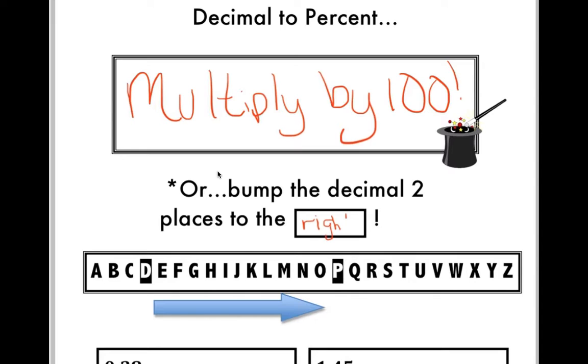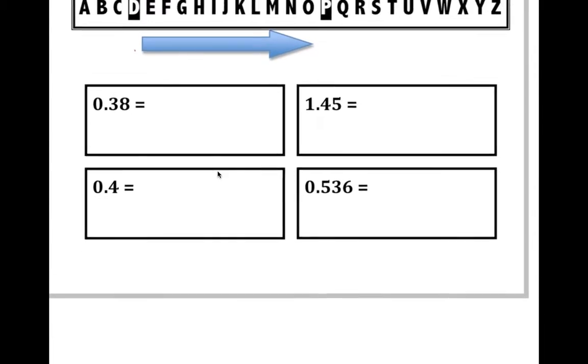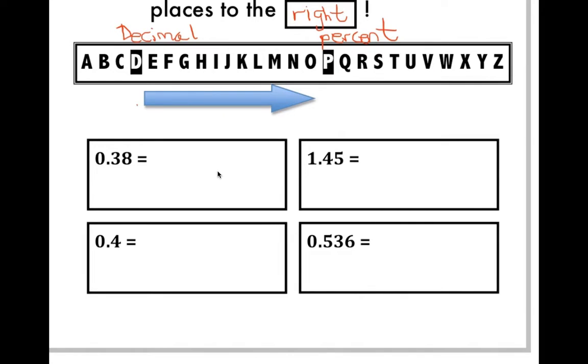Now look at my alphabet line down here. You can see that we start at the letter D and we're going to P. D for decimal, I'm going to write that in up here, and P for percent. So we are going to the right on the alphabet line. That will help you to remember that when you go from a decimal to a percent, you bump the decimal 2 places to the right. Which really, what's happening when you do that is you are multiplying by 100, but it's happening behind the scenes.